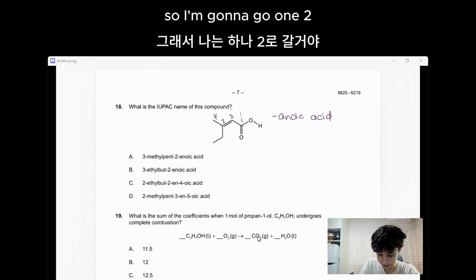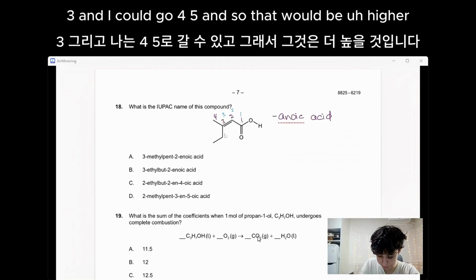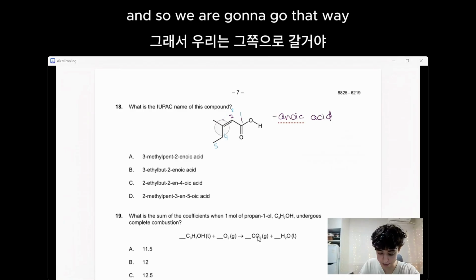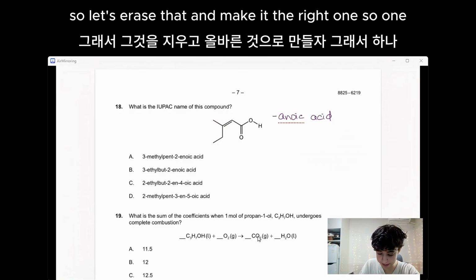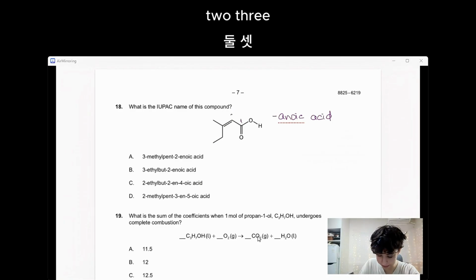So I'm going to go 1, 2, 3, and I could go 4, 5. And so that would be higher. And so we are going to go that way. So let's erase that and make it the right one. So 1, 2, 3, 4, 5.